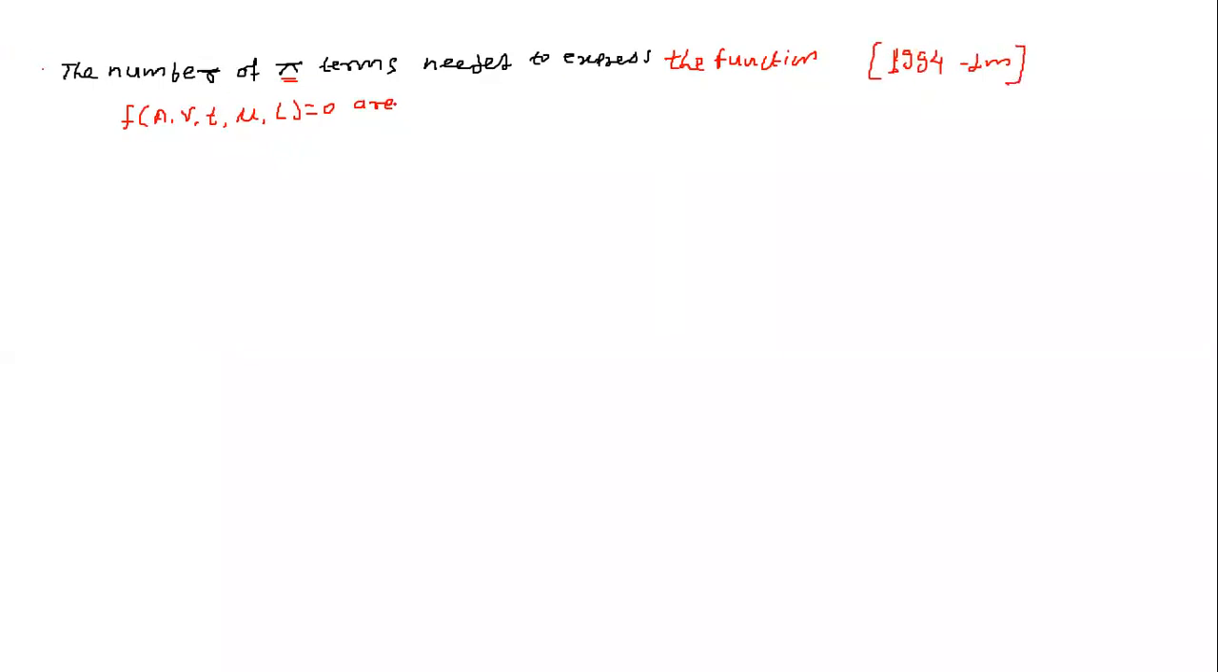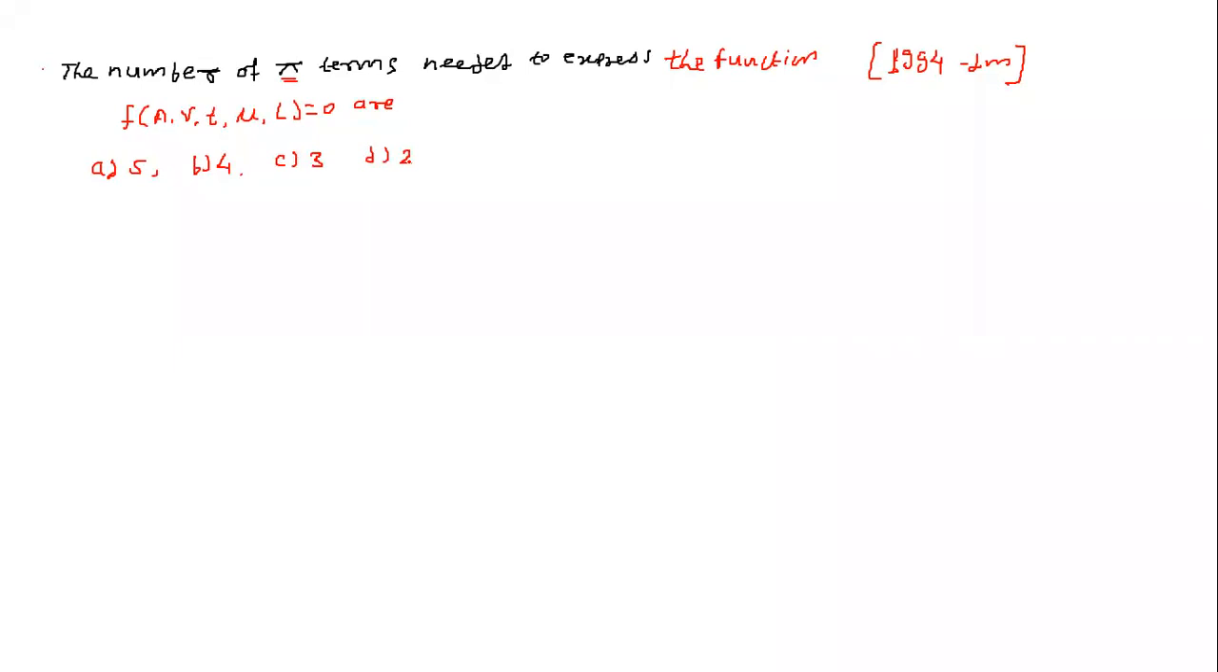They asked for the number of pi terms needed to express the function f of area, velocity, time, viscosity, and length equal to 0. The options given: A is 5, B is 4, C is 3, and D is 2. So how many pi terms will be formed to express this functional relationship? That was the question they had asked.